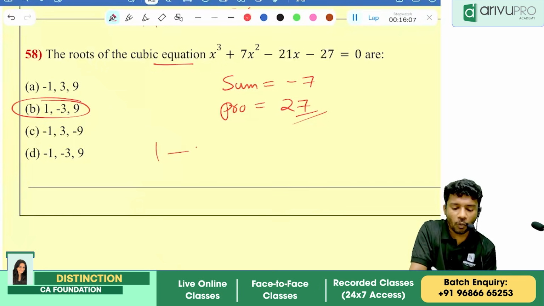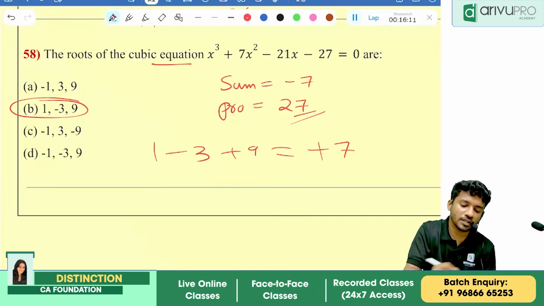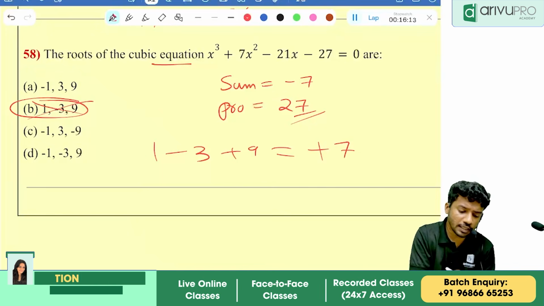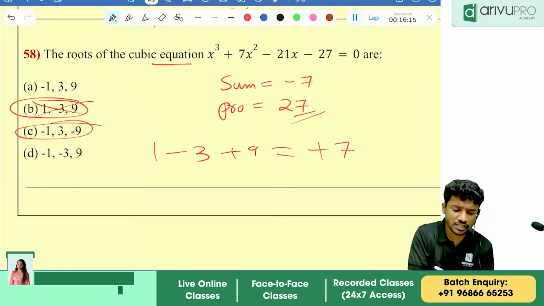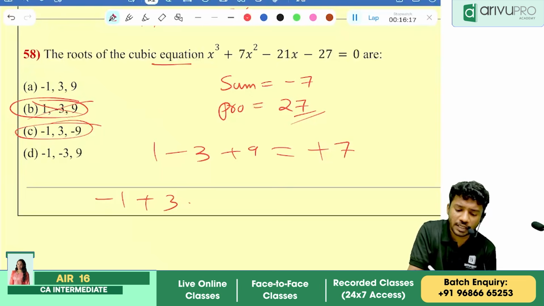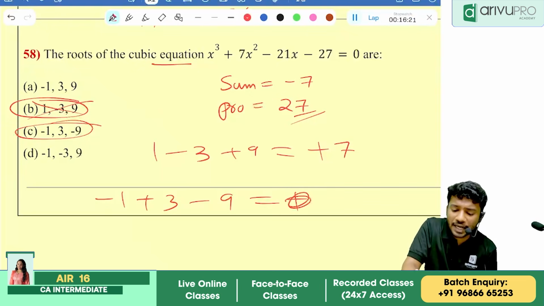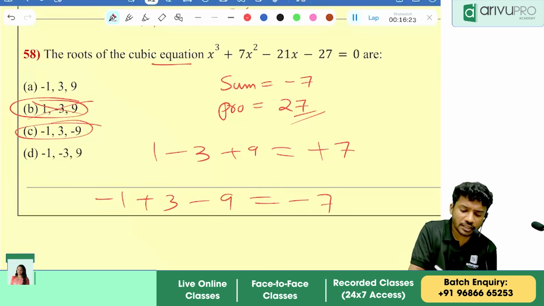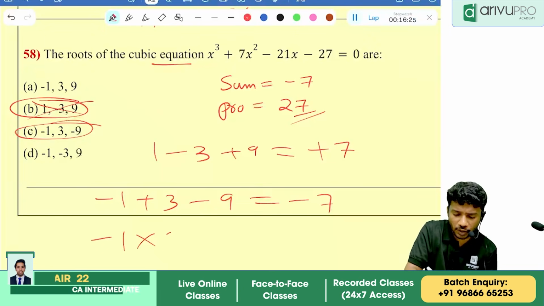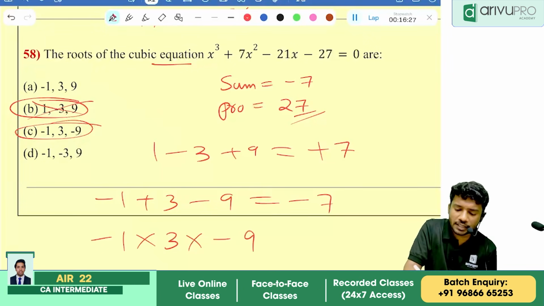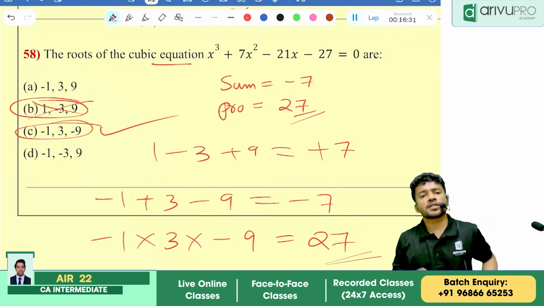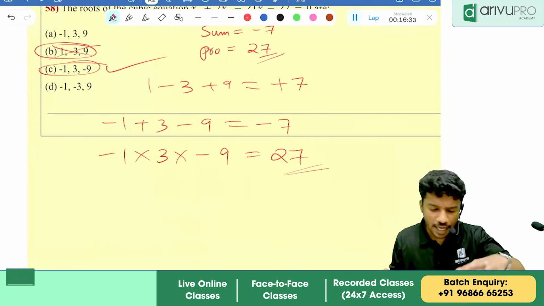Option B. 1 minus 3 plus 9 is how much? Minus 7 or plus 7? That means option B is wrong. Try which option? Option C. We will check that. Minus 1 plus 3 minus 9 is equal to how much now? Minus 7. That means that is correct. We need to take the product. Minus 1 into 3 into minus 9 is equal to how much? Plus 27. Option C is your right answer.